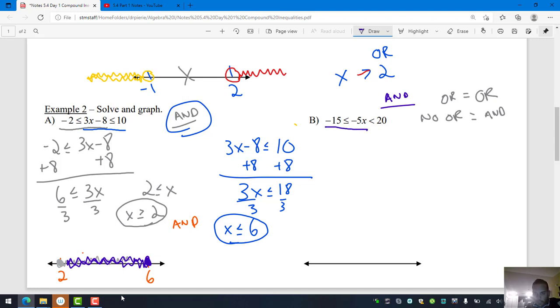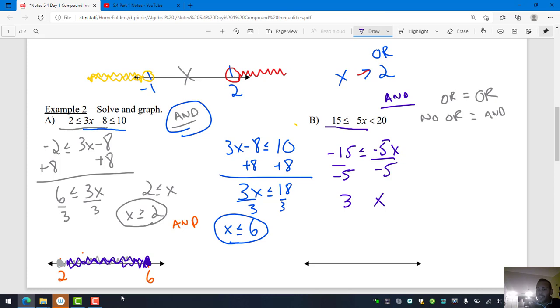I'm going to look first at just negative 15 is less than or equal to negative 5x, and I solve for x. So to get x by itself, I need to get rid of that negative 5, so I'm going to divide both sides by negative 5. When I do that, the negative 5s cancel, I'm just left with x. And on the left side, negative 15 divided by negative 5 becomes plain old 3. Negative divided by negative is positive.